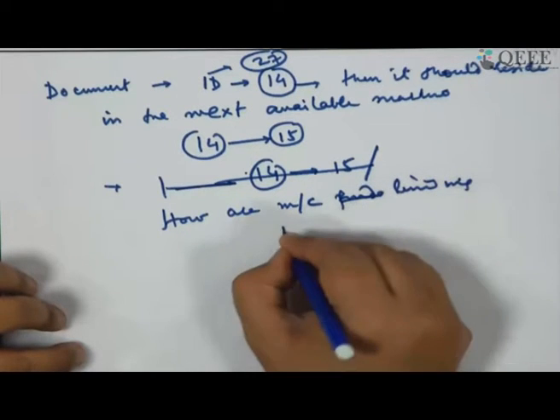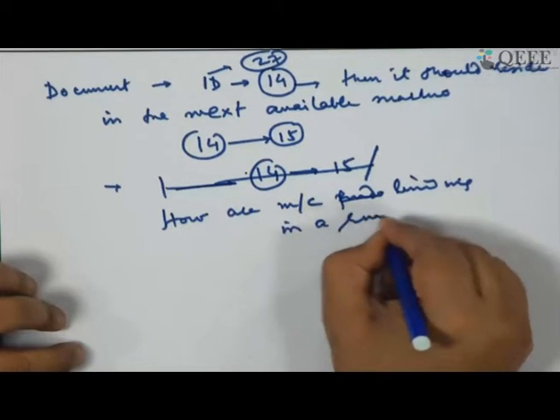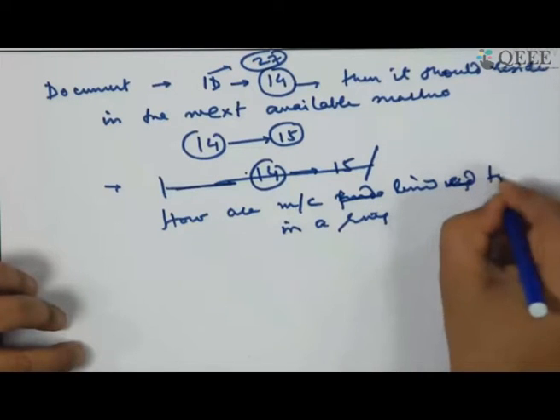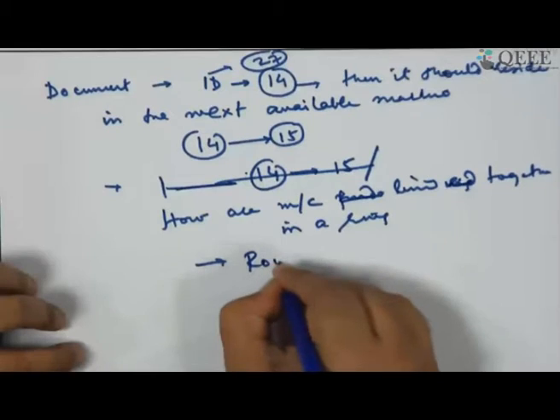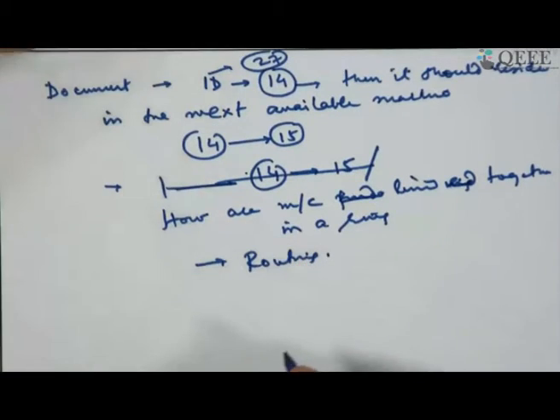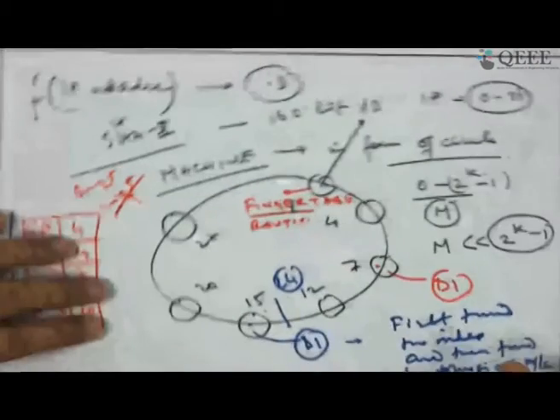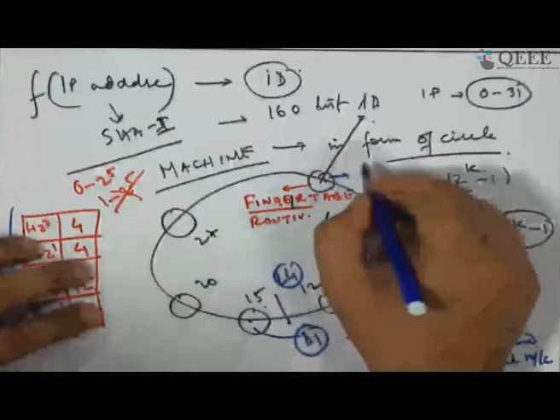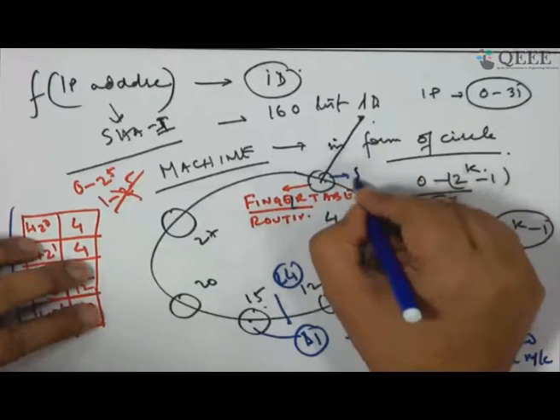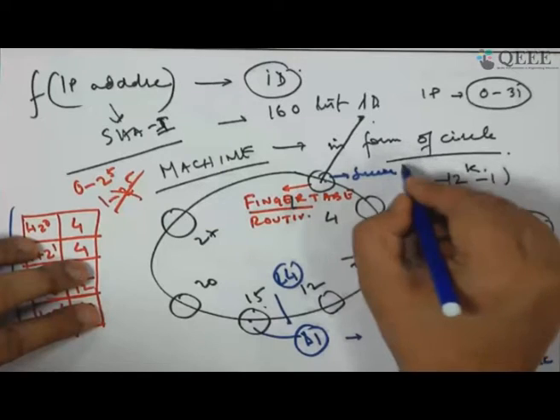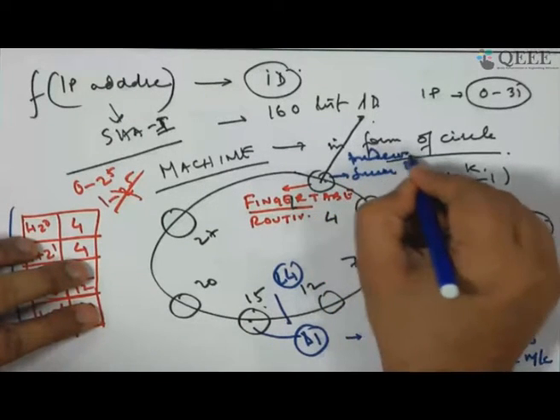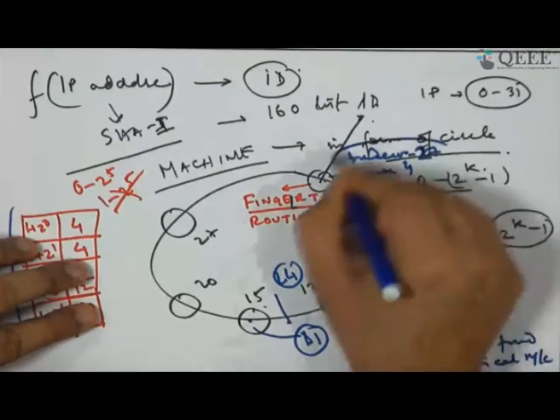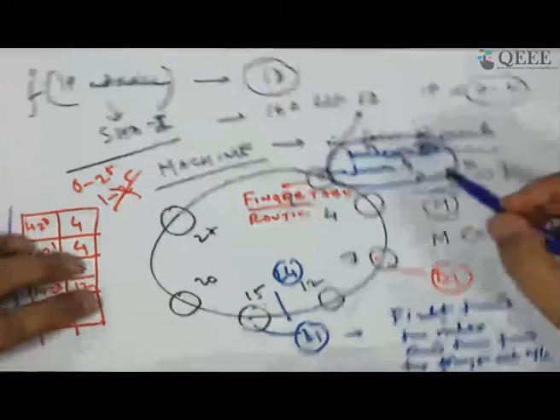Machines in a ring bound together. If you think, then there is the finger table or routing table. Say I have a simple routing table where one's successor is 4 and predecessor is 7.